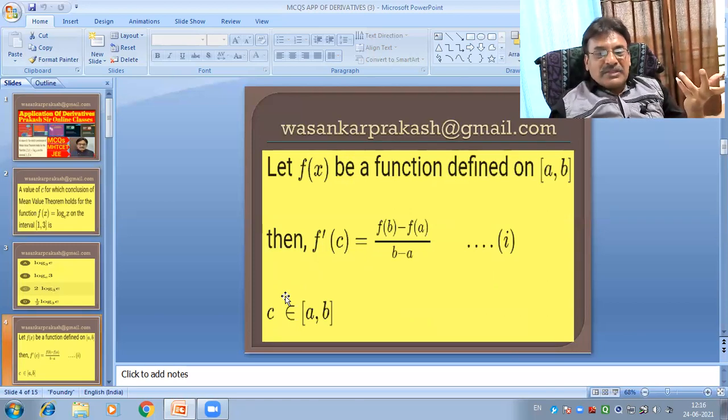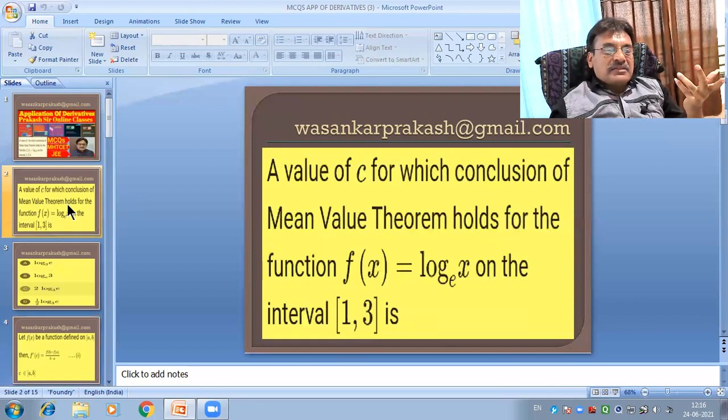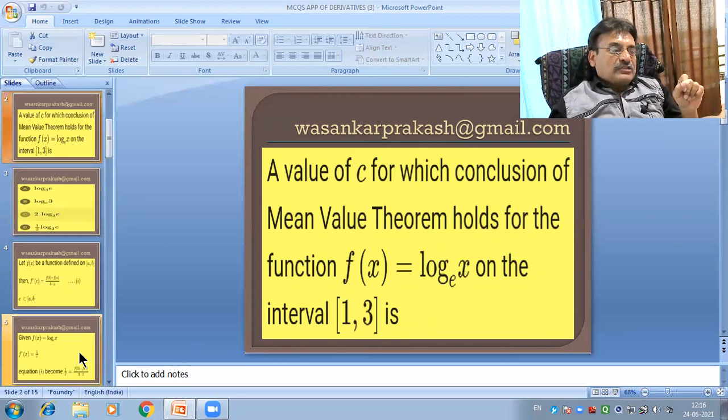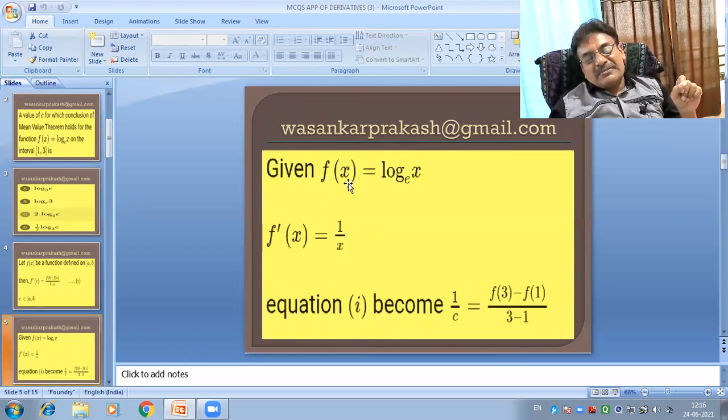We know that f of x is log x base e, and the closed interval AB is 1 comma 3. Therefore the value of a is 1 and the value of b is 3. We use this and solve the multiple choice question. First we write the given function f of x equals log x base e. This is given in the MCQ.